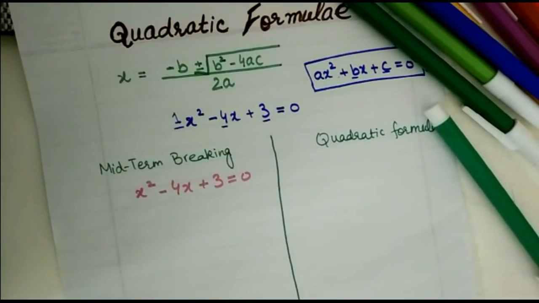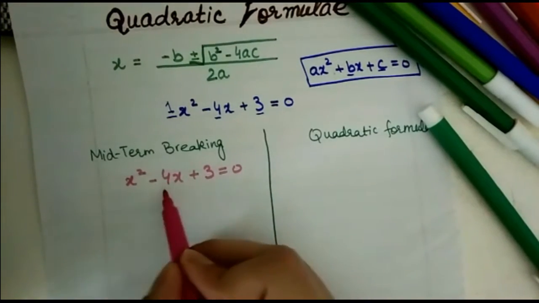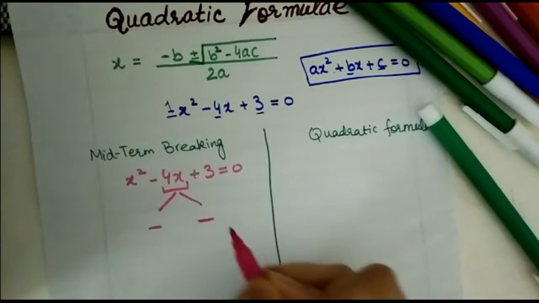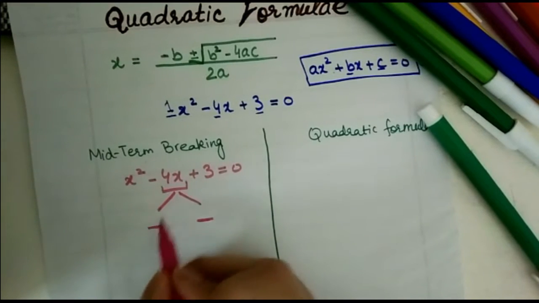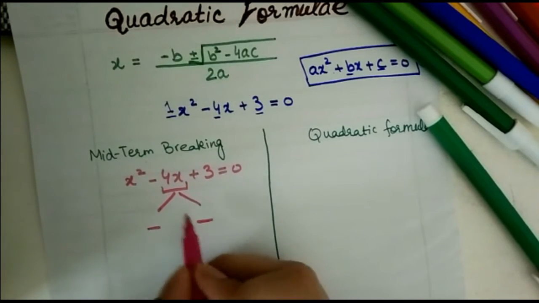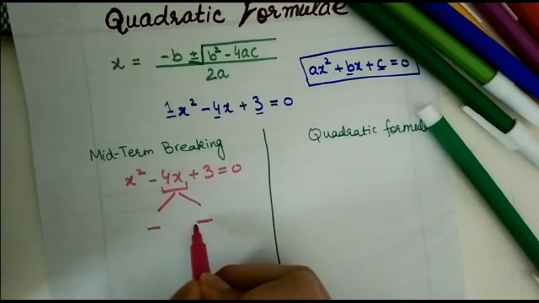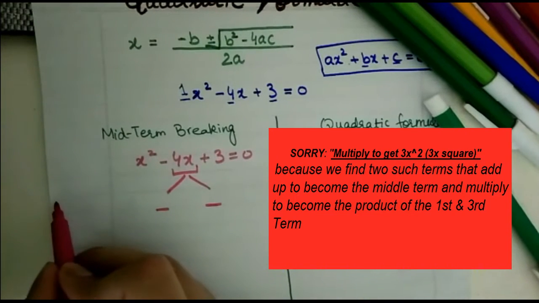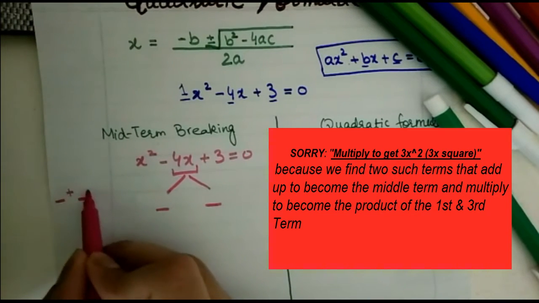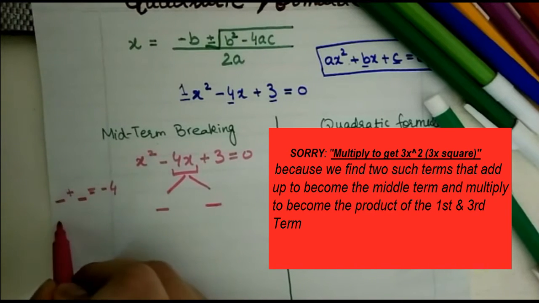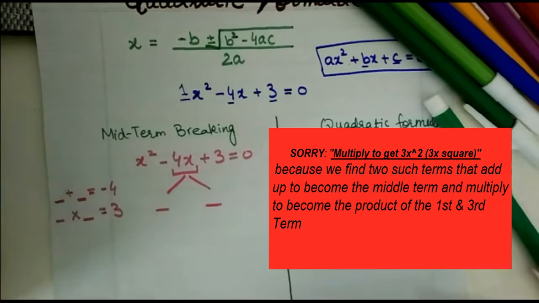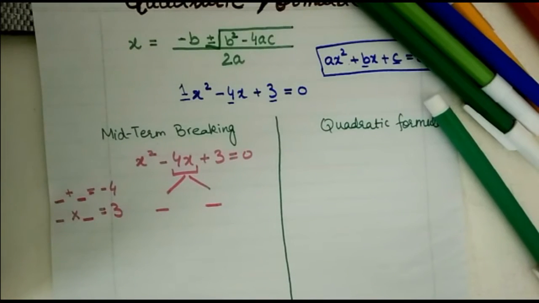Now how can I solve it with middle term breaking? The middle term in this equation is 4x. I have to break it into two parts. What kind of two parts? If I break it into two parts, the two parts add up to get 4x and multiply to get 3. Over here in the rough work I'll be solving it. Two things add up to get 4. Two things multiply with each other to get 3. What can this be? There are some numbers coming into my mind.